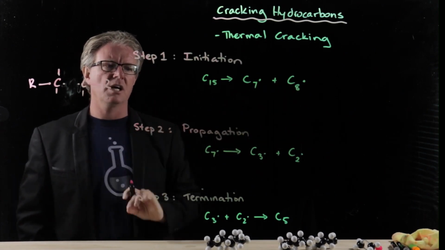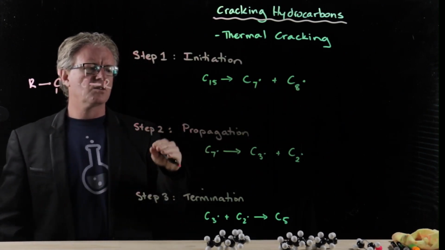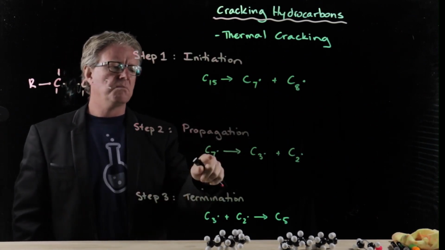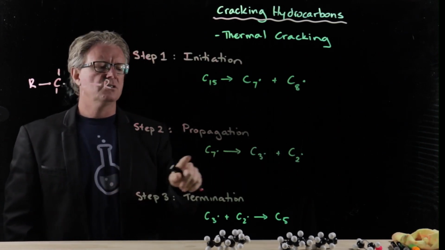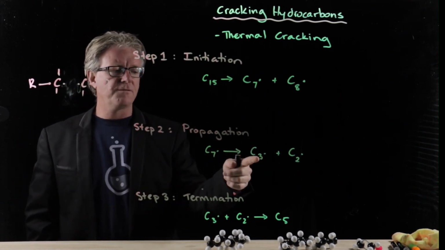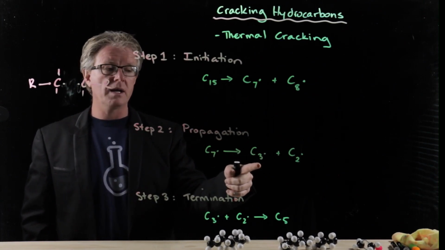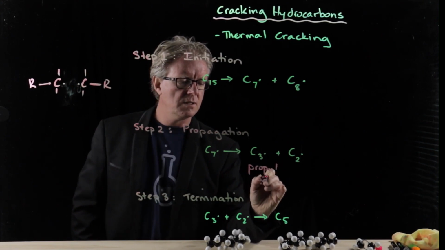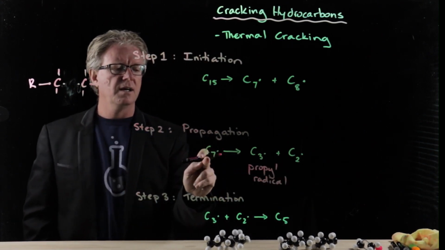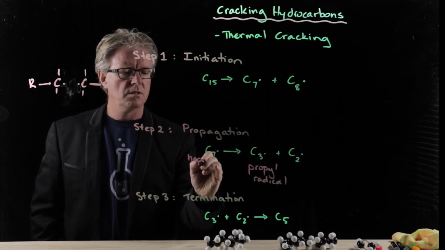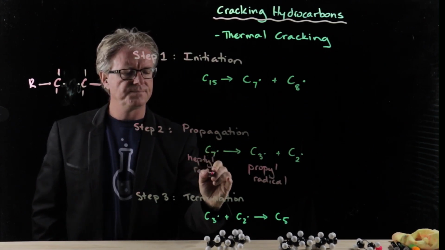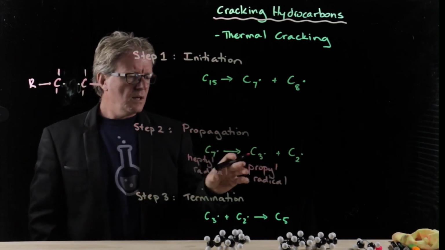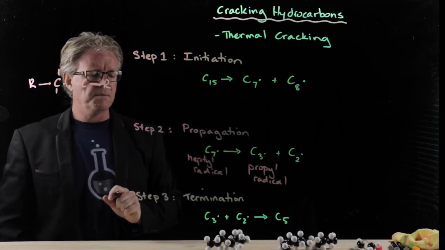So that step's called initiation. The second step is called propagation. Now, to propagate means to continue, to make more of. So we're making more radicals here. So we've got a C7 radical, and it breaks down further to make a propyl radical. So let's just write that down. Propyl radical. That's how you write them. So here we have a heptyl radical, and of course an ethyl radical, right? So that's called propagation.